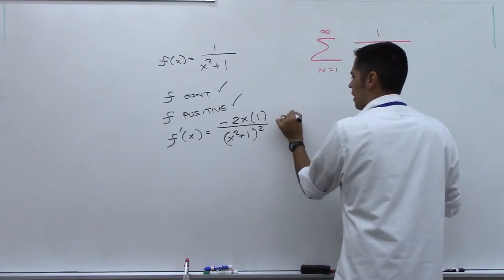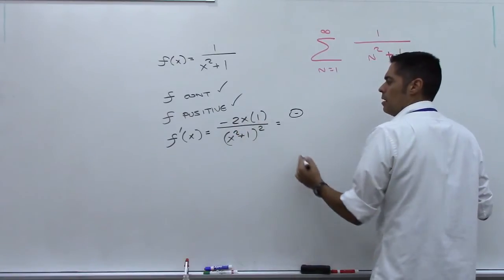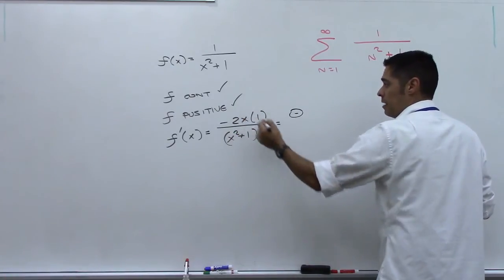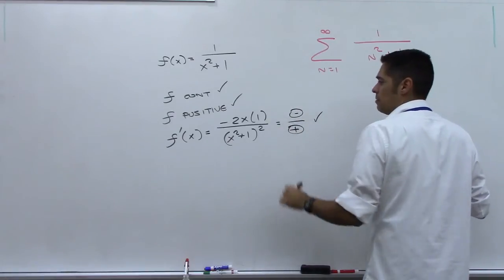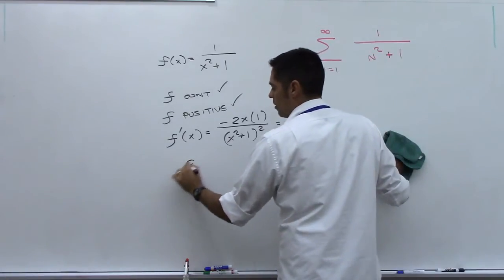This is definitely a negative number on top. As long as x is positive, this is a negative number. The bottom is always positive. So yeah, that checks out. This means f will be decreasing.